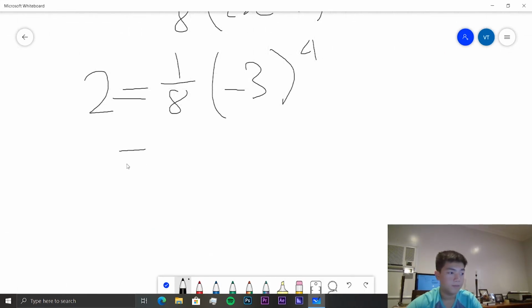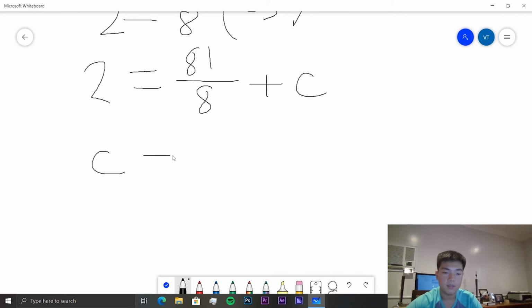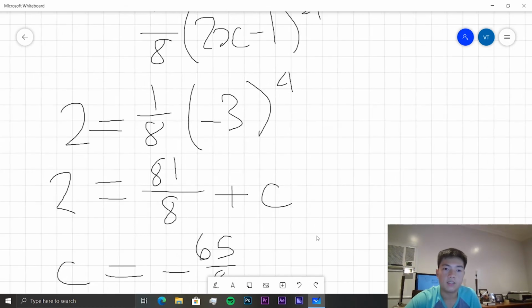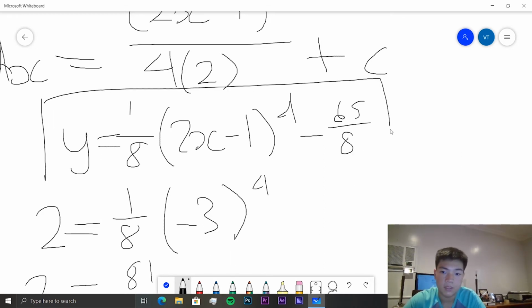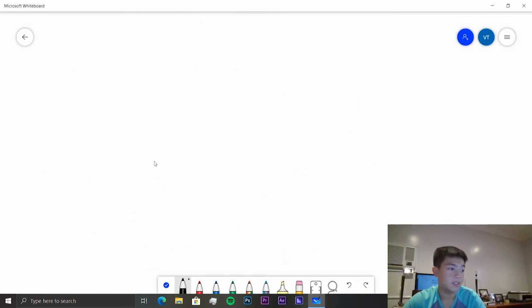So we have, this is equal to 81 over 8 plus c is equal to 2. So c must be equal to 16 minus 81 over 8. So we have 16 minus 81, so c must be equal to negative 65 over 8. So the original equation, y, must be equal to 1/8 times 2x minus 1 to the 4th minus 65 over 8. Yeah. So that sounds good. Okay, on to the next one.